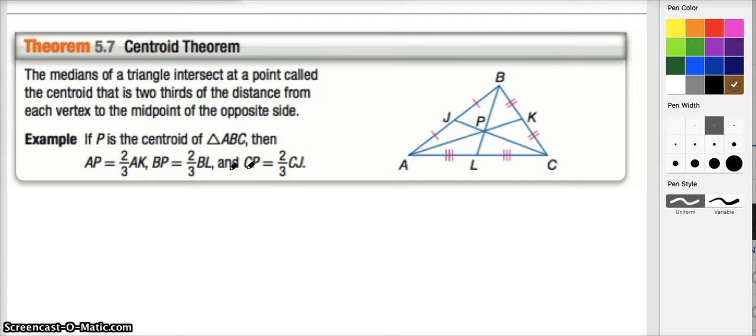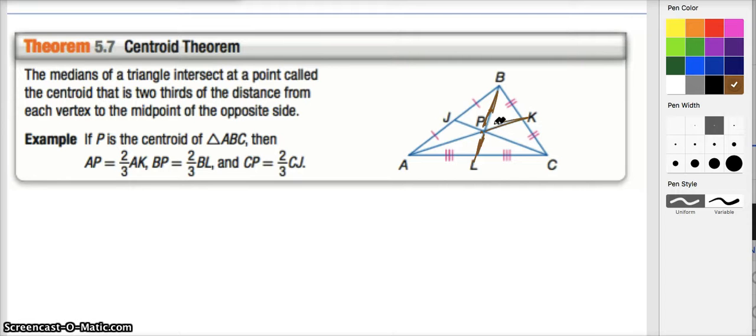So what does this mean? Let's look at what we're given. AP is 2/3 AK. BP is 2/3 BL. CJ is 2/3 the whole thing. So it kind of splits it into, like, I don't know, thirds in a way. Like this is 2/3, this is a third. I don't know if that makes sense.